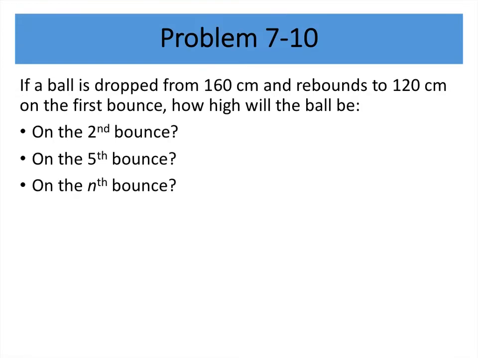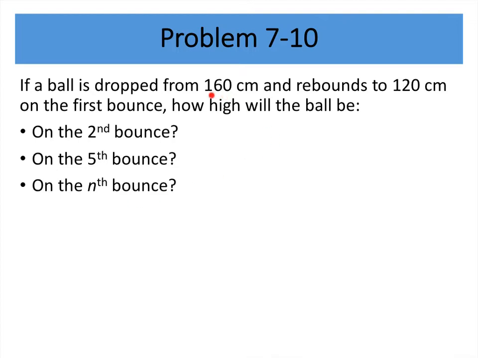Alright, so problem 7-10: if a ball is dropped from 160 centimeters and rebounds to 120 centimeters on the first bounce, how high will the ball be on the second bounce? And then it asks on the fifth bounce, and then it asks this generic nth bounce. I think this confused a lot of people. Nth just means some unknown number of bounces, and we'll talk about what that looks like.